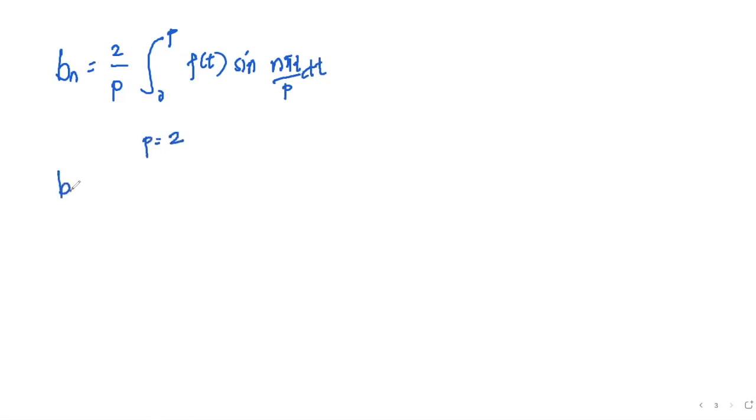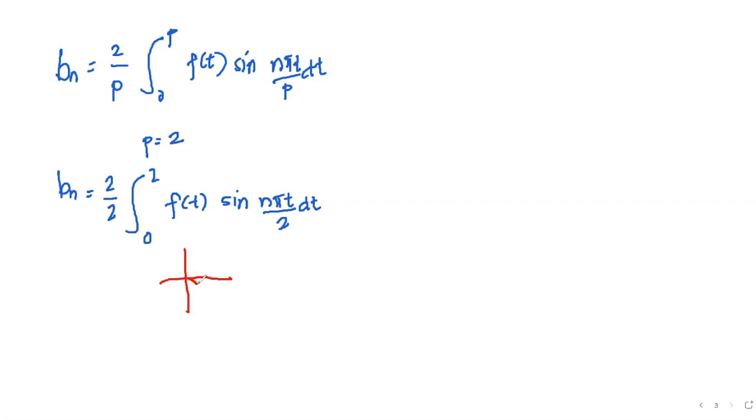So p is 2. Plugging into that formula, 2 over 2 times the integral with limits 0 to 2 of f of t sine of n pi t over 2 dt. We know that in the interval 0 to 2, there are two different values of the function. Let me sketch again. From 0 to 2, you have a negative slope line: negative t is the value of the function from 0 to 1, and from 1 to 2, you have negative 1. This is what I meant by two different values of the function.